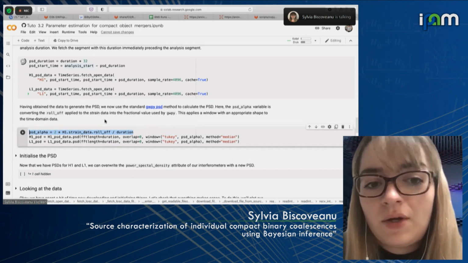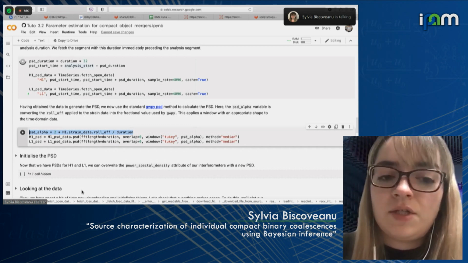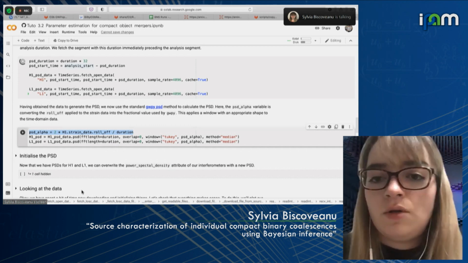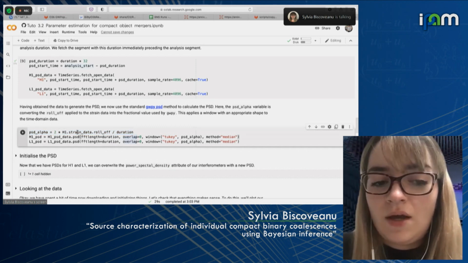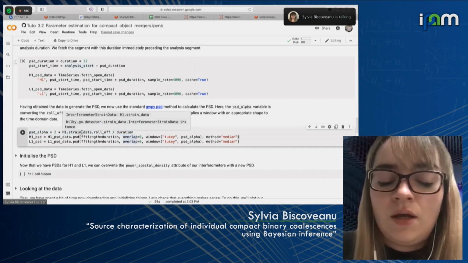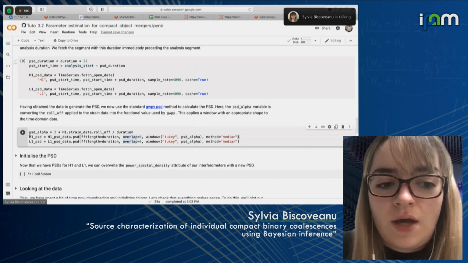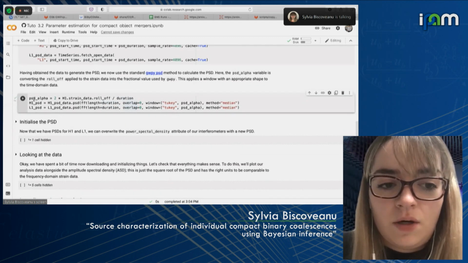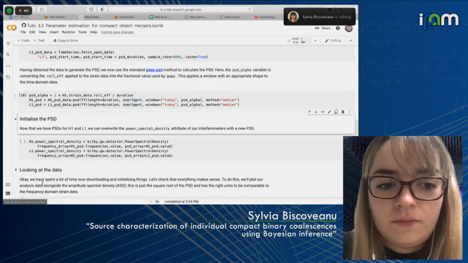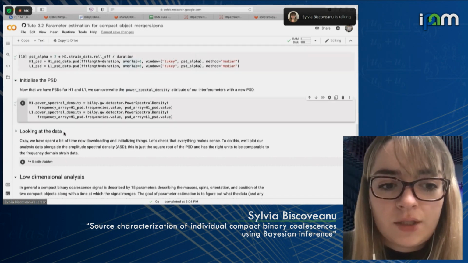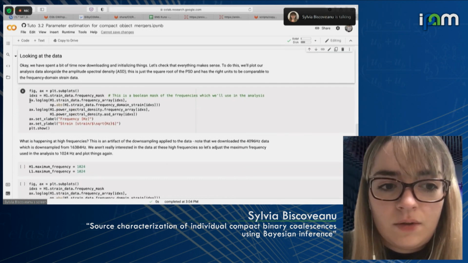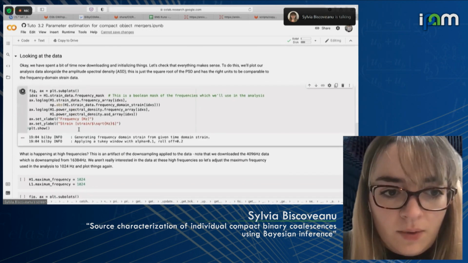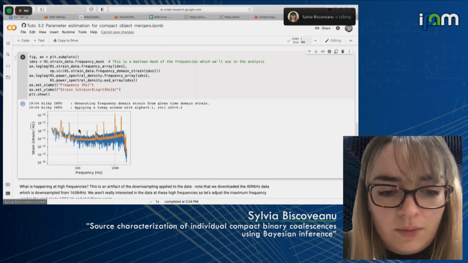So it's downloading the data and it will do just exactly what we talked about. We'll split that data into segments, apply a window determined by this PSD alpha, and then take the FFT and output that resultant PSD into our interferometer objects. Okay. So now we can plot our data and the PSD.